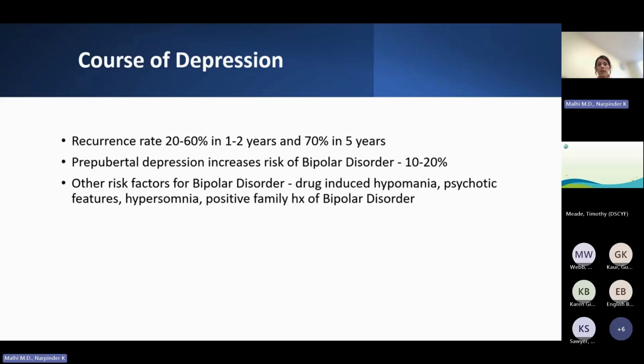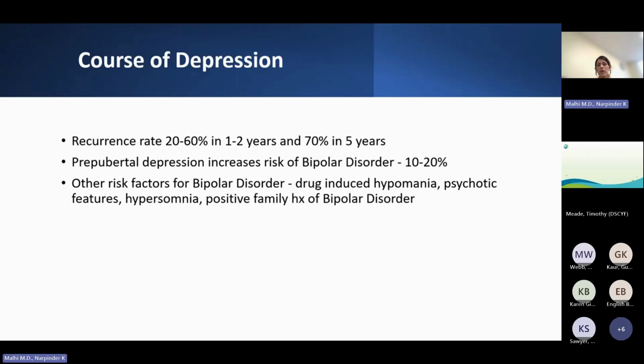And if you think about it, the recurrence rate is very, very high. Even if you have treated the patient, it's really important to keep in mind that up to 20 to 60% of the patients will relapse in 1 to 2 years. And up to 70% of the patients you have treated for depression will relapse and have another episode in 5 years. And prepubertal depression also increases risk for bipolar disorder.